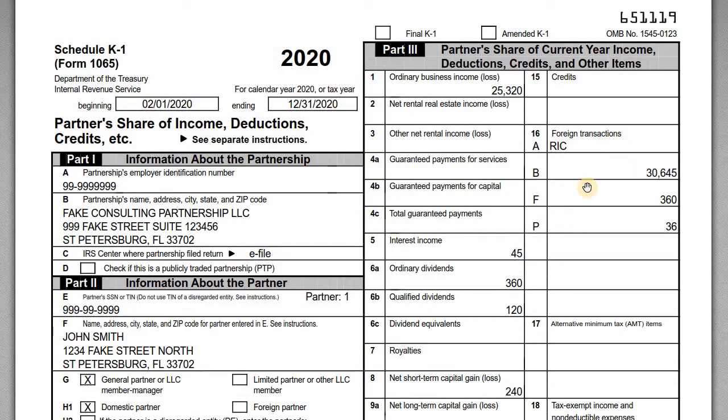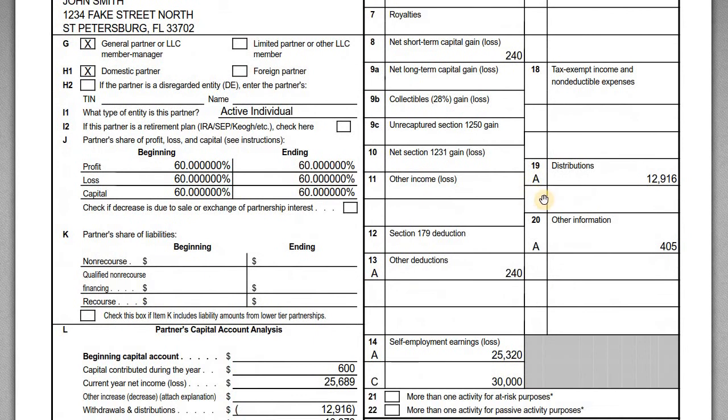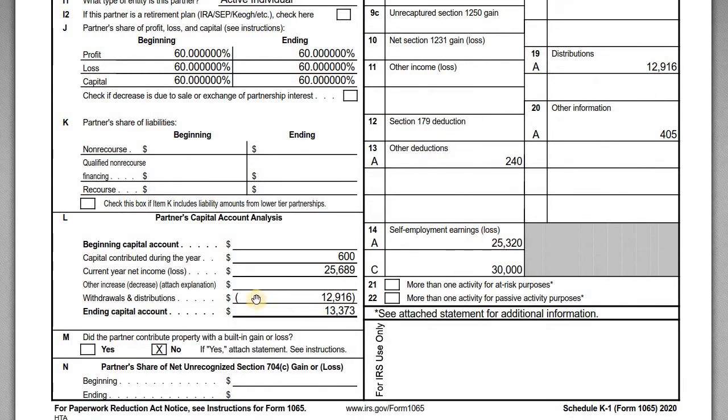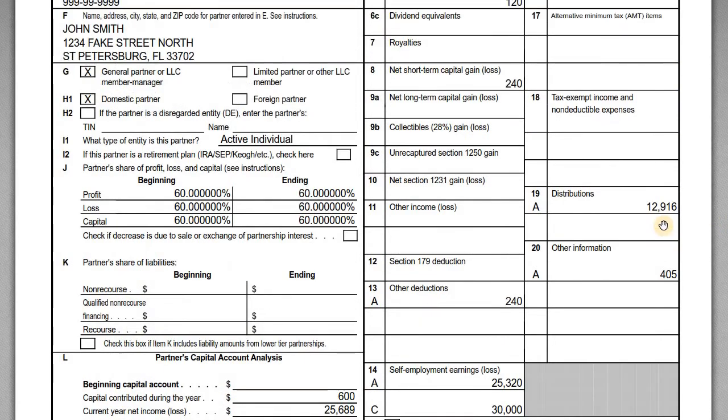Line 16 items are for any foreign income earned within the company. In this case, it looks like there's a little bit down here in 16F, foreign income. I think the amount in there is foreign dividends. And then line 19A is the amount of cash distributions received during the year. This number generally matches what you would see down here: withdrawals and distributions of 12,916, the same number up there for line 19A.